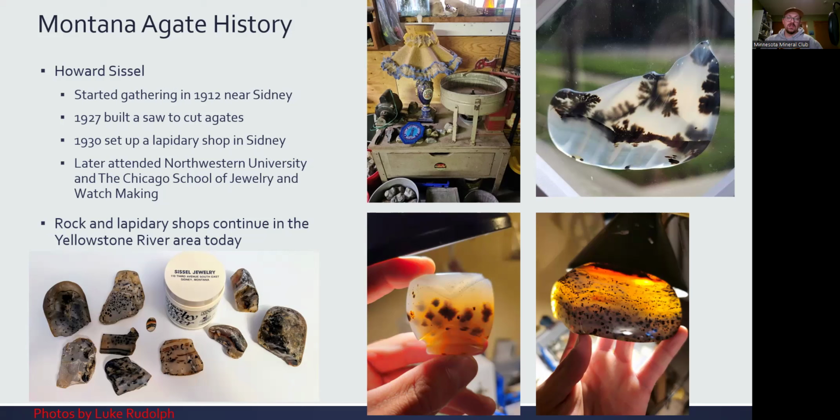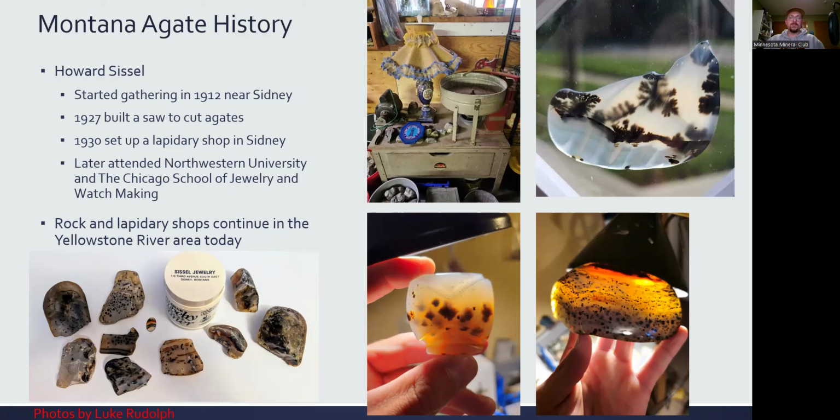Howard Sissel passed away a few years ago, and these photos here are from Luke Rudolph, except for the one on the lower left here. And these are agates that were from Howard Sissel in his collection, and this lapidary piece of equipment here was also from the Sissel estate as well. Apparently, Howard Sissel liked to collect other things, and so this lamp here was also an antique that Sissel collected as well.